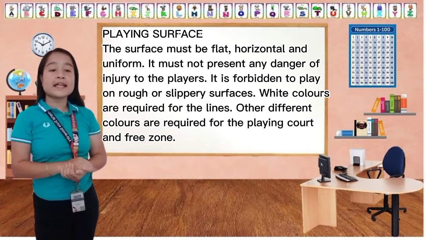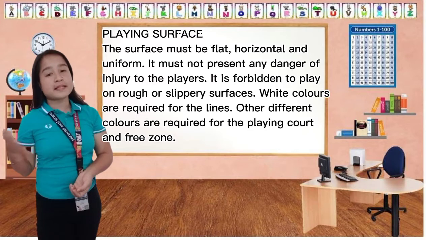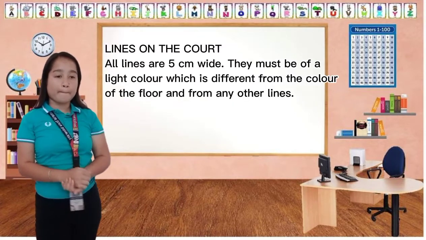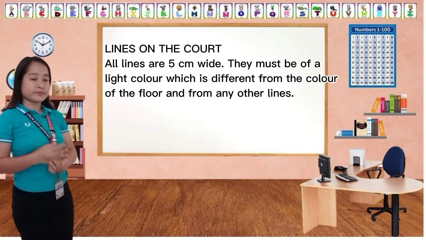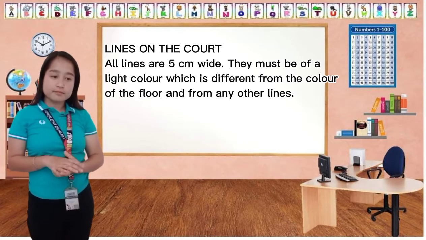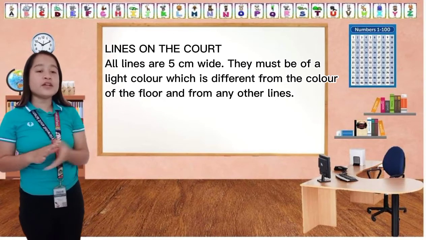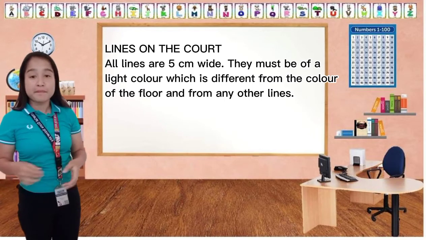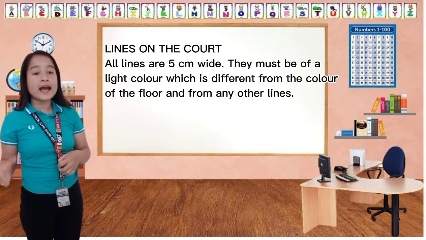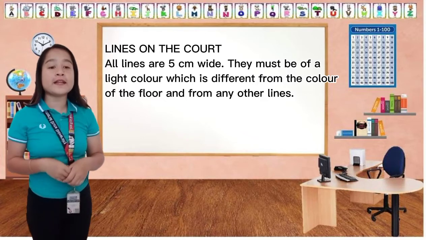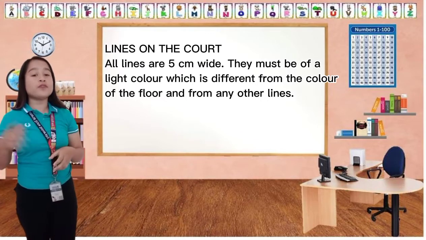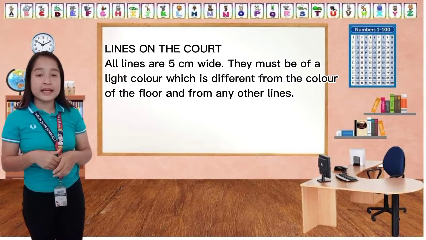So next are the lines on the court. Please read, Miss Hannah. "Lines on the court. All lines are 5 cm wide. They must be of a light color which is different from the color of the floor and from any other lines." Okay, thank you, Miss Hannah. So the lines should be 5 centimeters wide and must be a light color, different from the color of the floor and from any other line.